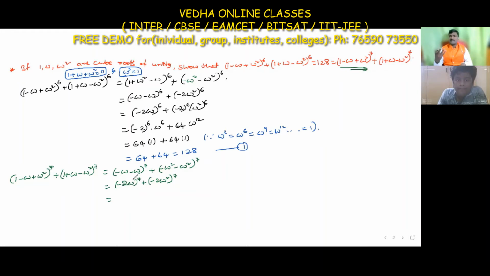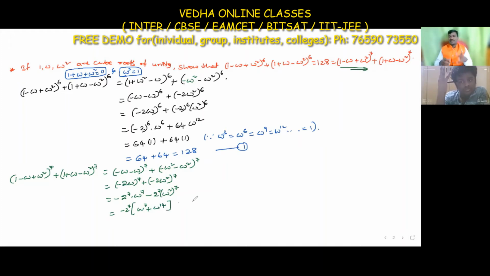Power 7 means an odd number, the power is an odd number, so we get a negative sign. So it is negative 2 power 7 and omega power 7, plus here also we get a negative sign, 2 power 7 and omega square whole power 7. This is equal to minus 2 power 7 as common, remaining is omega power 7 plus omega power 14. Now write them in terms of omega power 3.